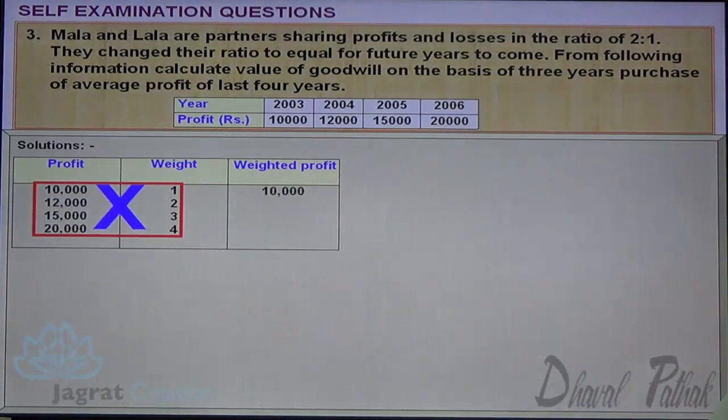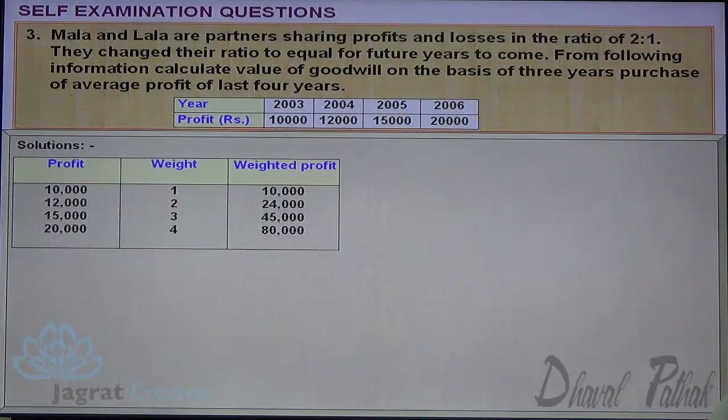10,000 into 1, 10,000. 12 goes are 24. 15 3s are 45. And 24s are 80,000. Now I will find out the weight. Total of weight is 10. Total of weighted profit 1,59,000.